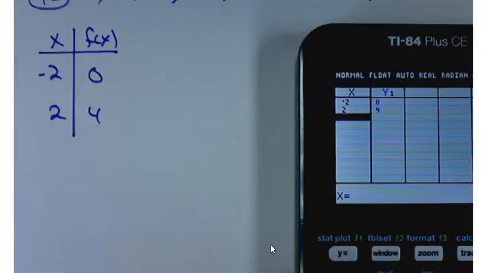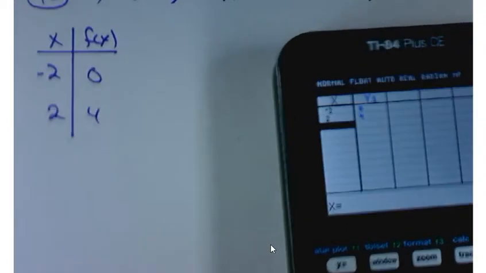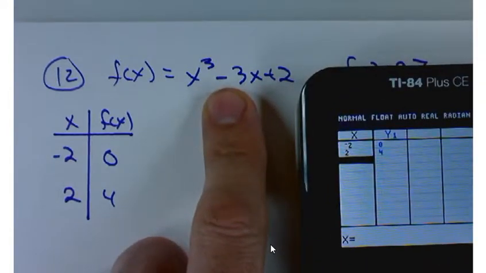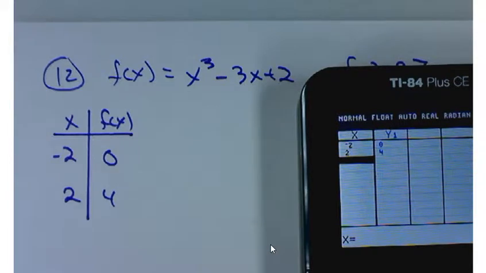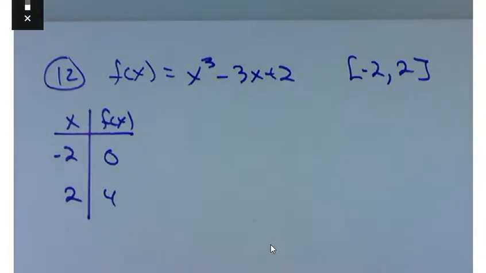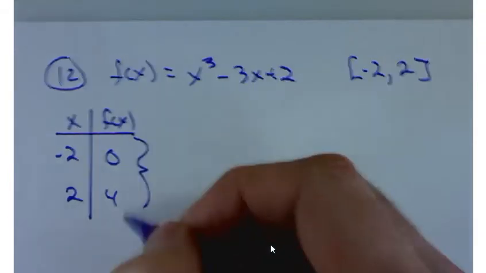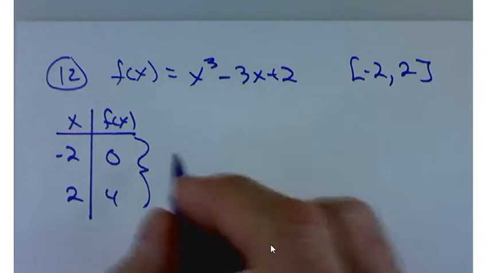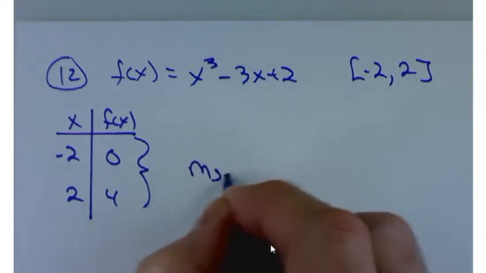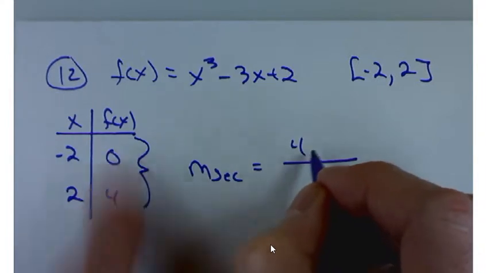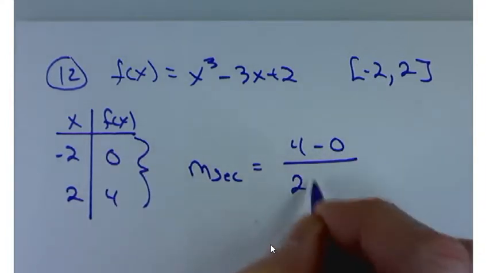0 and 4. Now, there's nothing wrong, like I said, with getting those y values in other ways. And certainly you can look at this and figure out what happens at particular values. What we need to find, first of all, is the slope of the secant line. Basically, the slope of the line between those 2 points. So that's going to be m sub secant equals 4 minus 0 over 2 minus -2.